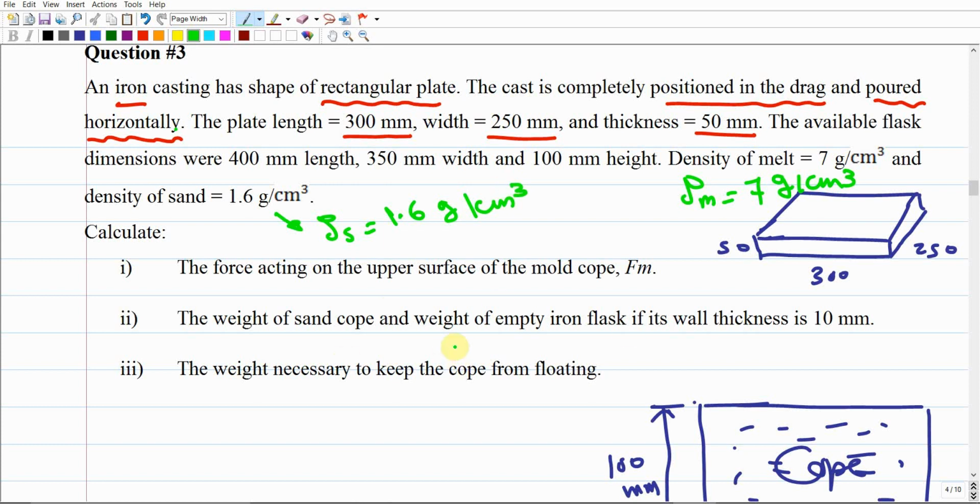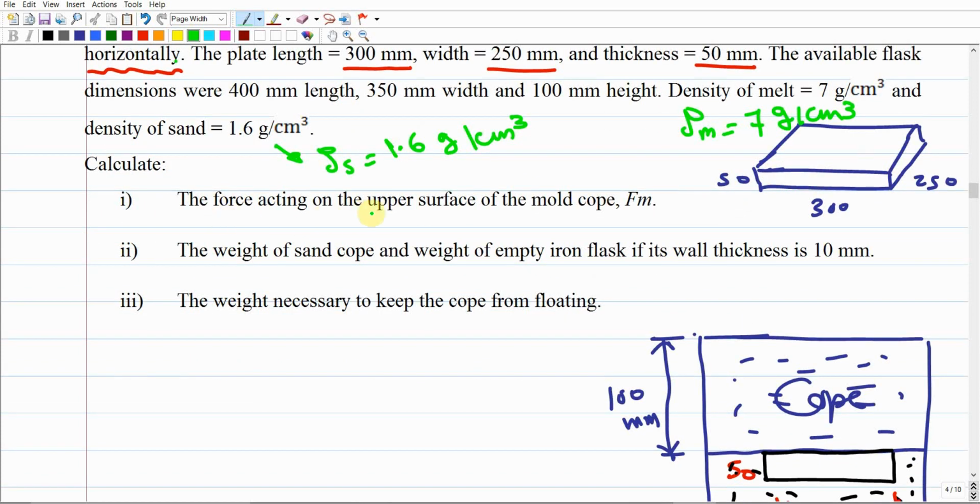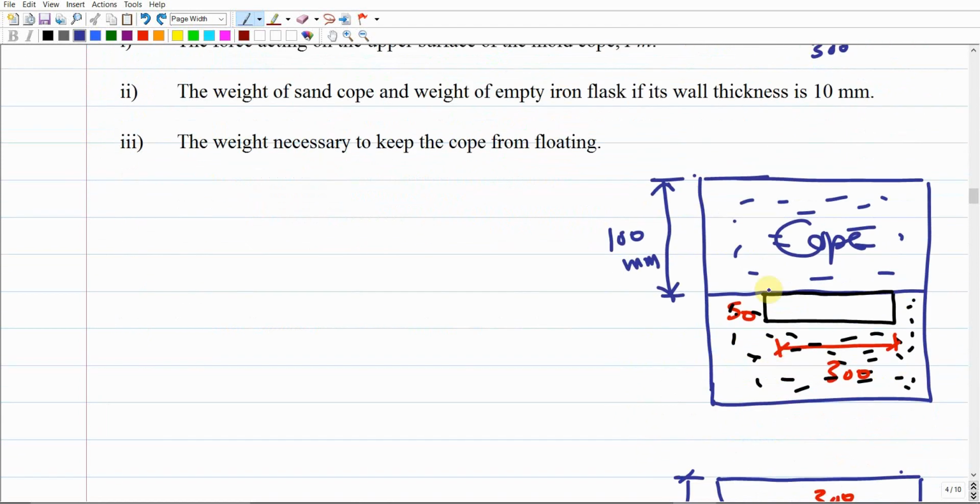And there are some requirements. It is required to calculate the force acting on the upper surface of the coupe, or the mold coupe, which is Fm. This is the Buoyancy force. As given here, there should be some pushing, right? As we discussed before, this is the Buoyancy force. We would like to calculate this Buoyancy force. Remember that in this case, the first requirement is to calculate the Buoyancy force.